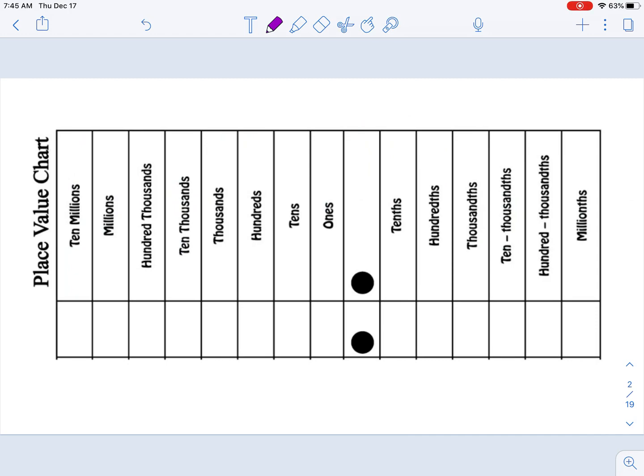Earlier this year, I showed you a picture of this place value chart. It would be a great idea to take a screenshot of this right now if you don't have this anymore, especially if you're not remembering your place values like your tenths and your hundredths and your thousandths, because that will be important for you to know when we practice rounding today.